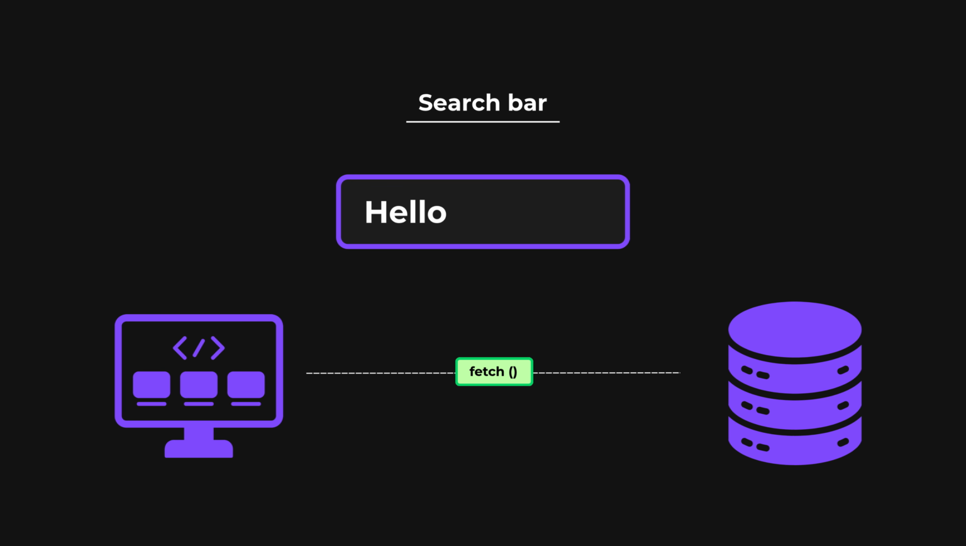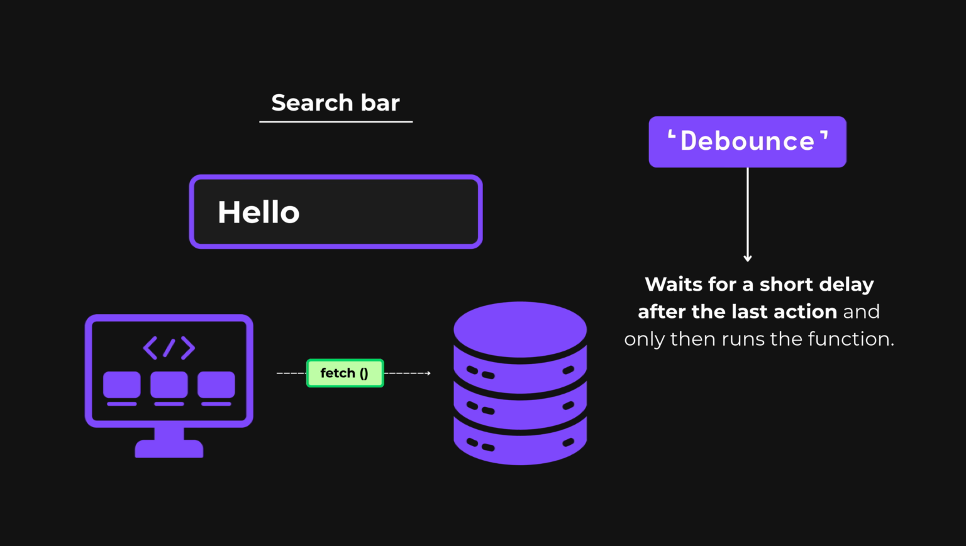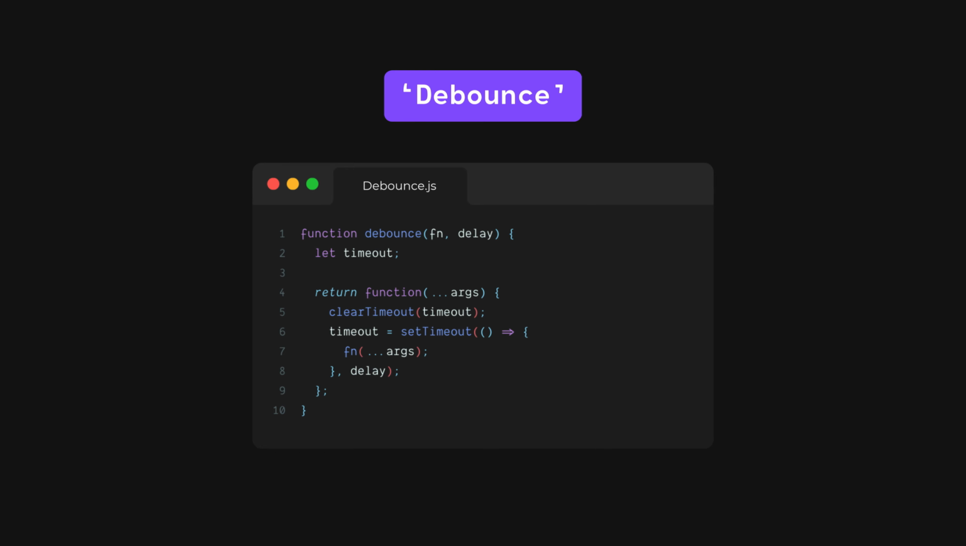What we actually want is to wait until the user finishes typing and then make just one API call. That's where debounce comes in. Debounce waits for a short delay after the last action, and only then runs the function. Let me walk you through the code.